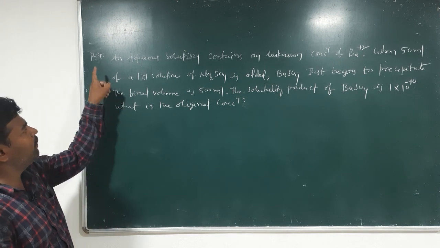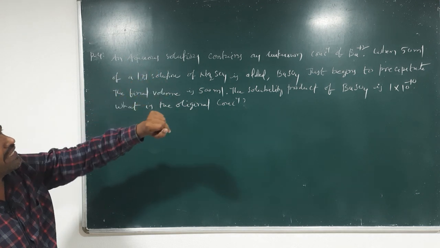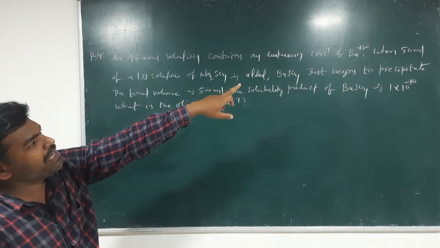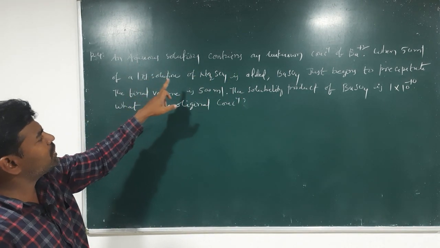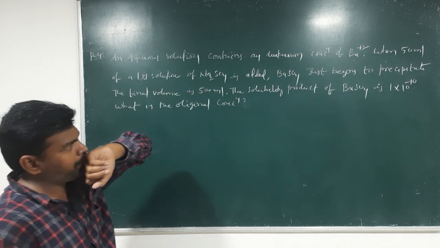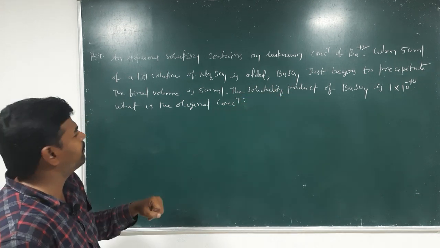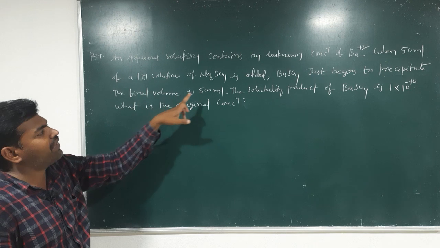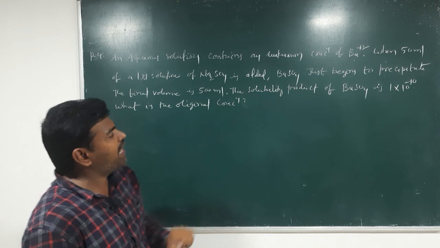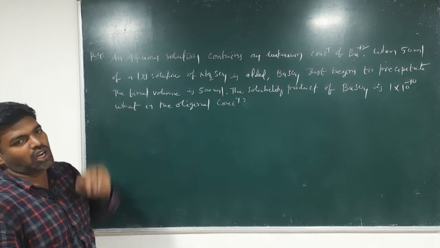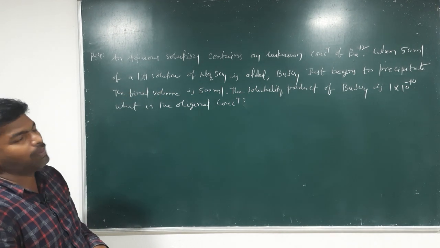Problem 4 is a very important problem. An aqueous solution contains an unknown concentration of Ba plus 2. When 50 ml of 1 molar solution of Na2SO4 is added, BaSO4 just begins to precipitate. The final volume is 500 ml. The solubility product of BaSO4 is 1 into 10 power minus 10. Then what is the original concentration? It is a long problem, but we have to understand the problem first.